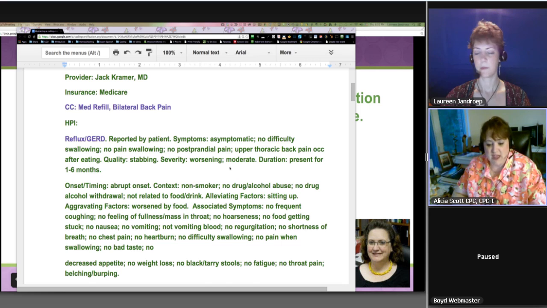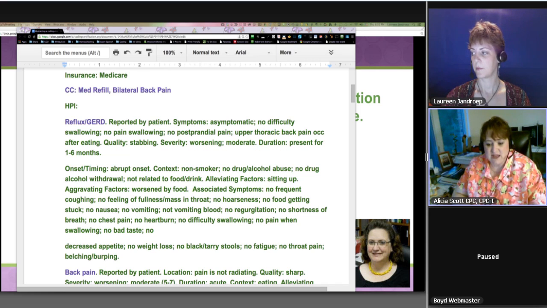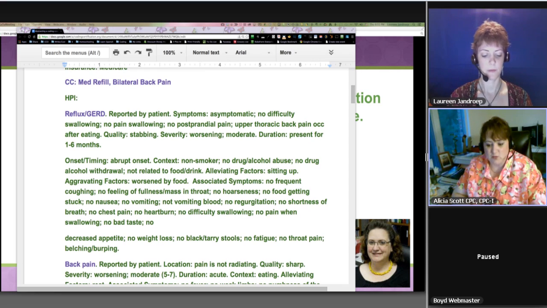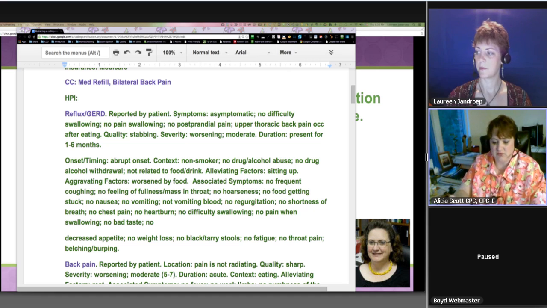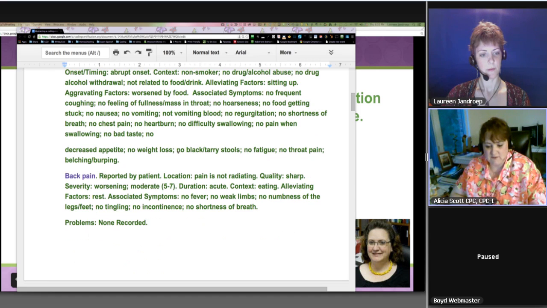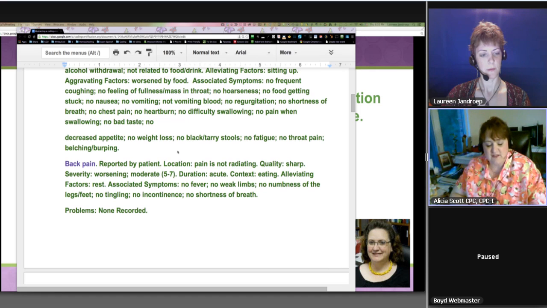And so in the HPI, the history of the present illness, I noticed right off they have GERD. And then he goes in depth about what's happening with the GERD. You've got almost three paragraphs on one diagnosis. Then we have back pain. Okay, so that jumps out at me. The person has back pain, and so we're going to find out more information about that. Okay, that's all that he talks about in the HPI.